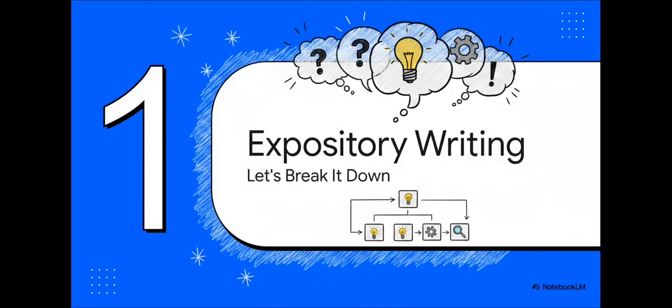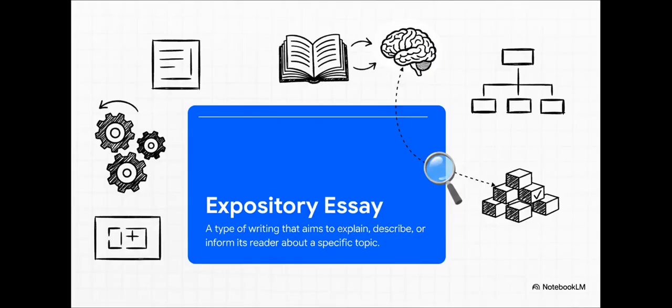Okay, first things first, we have to get on the same page about our main term here. What in the world is expository writing? Let's just demystify it right now. So at its heart, an expository essay is really just an explanation. That's it. Its only job is to lay out a topic clearly and logically so that you, the reader, can understand it. There's no trying to persuade you, no personal stories. It's just the facts presented in a neat, orderly way. You can almost think of it like a user manual for an idea.